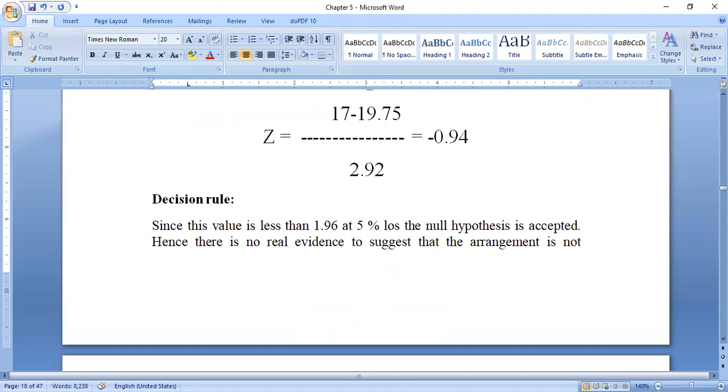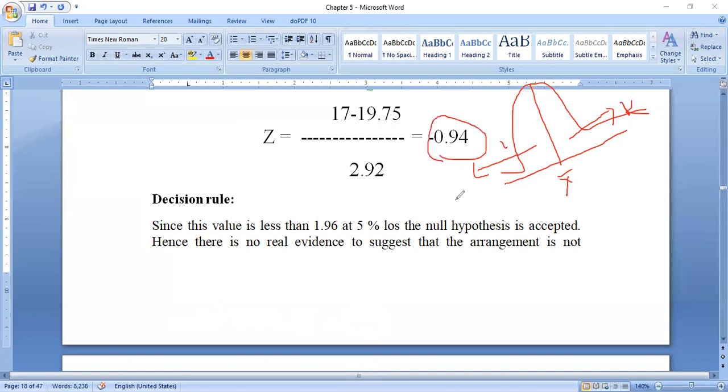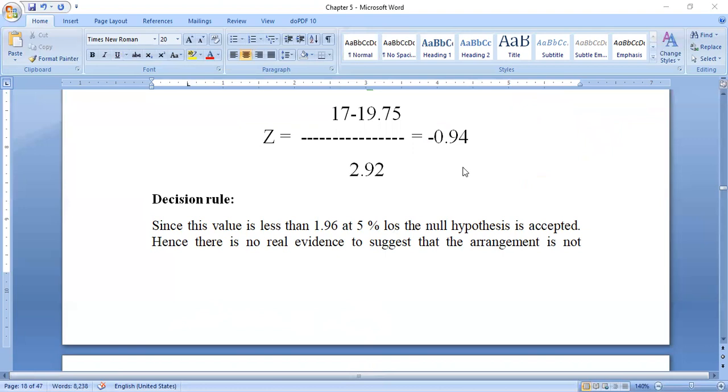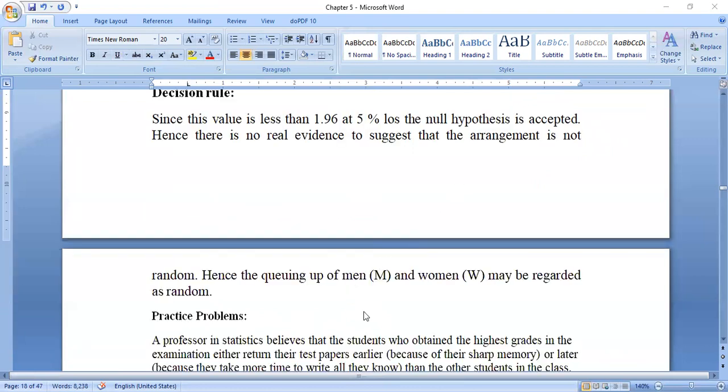So if you draw, this is the normal curve. This is the X bar. The left side we call negative values and the right side positive values. This is a right tail test and this is a left tail test. So here this 0.94 is less than 1.96, so the null hypothesis is accepted. In this way we have to perform the large sample sign test.